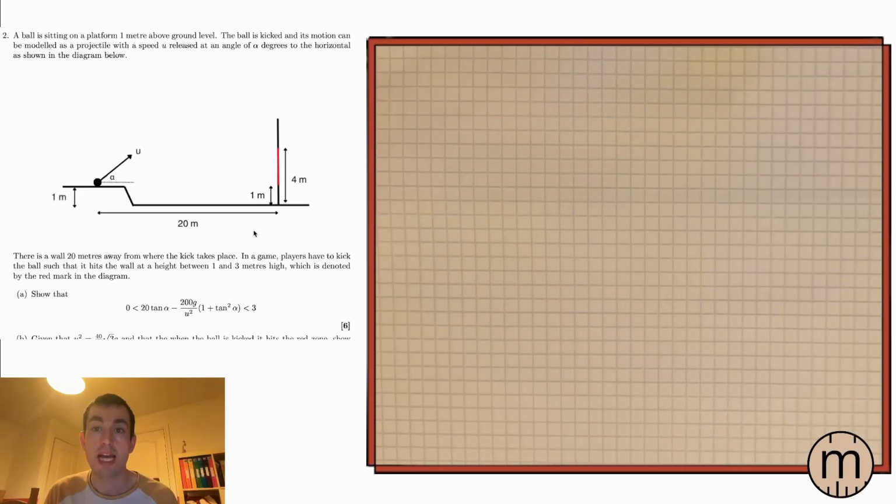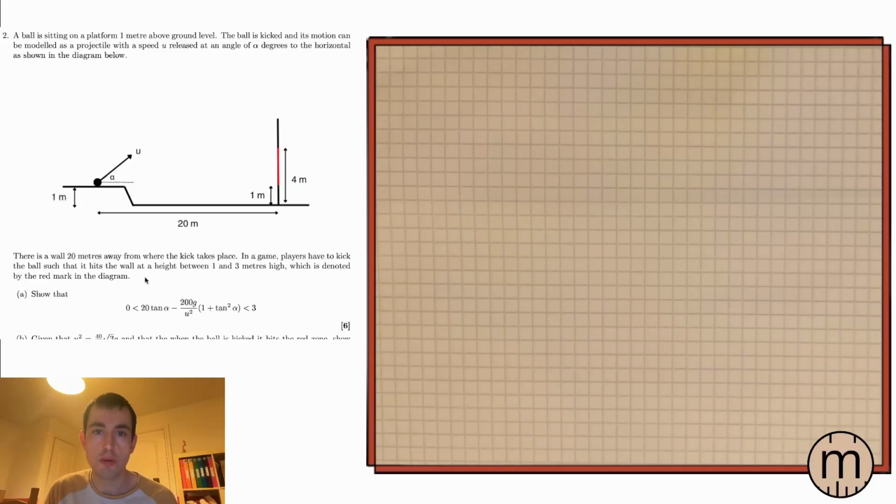Good luck. Our next hard question is another projectiles question, and this time, once we've read all this, we've got to show that this result down here is true with tan alpha and tan squared alpha. What's actually going on? We've got a ball on a platform which is 1 meter above the ground, which you can see in the diagram. The ball is kicked, as you can see, with speed u, and is modelled as a projectile.